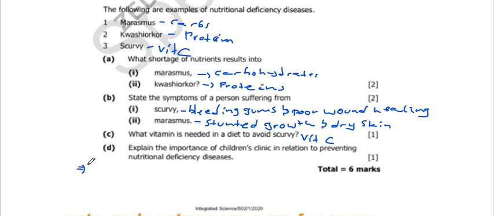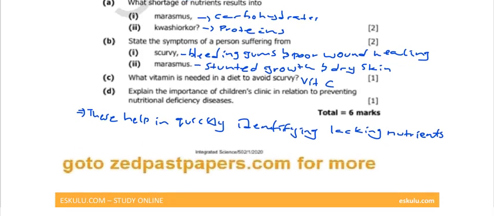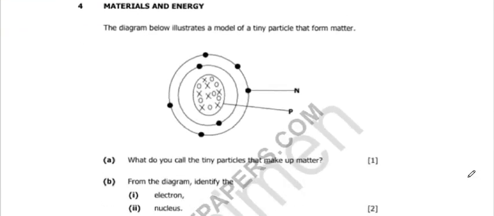So because of children's clinic, these help in quickly identifying lacking nutrients. So if they are able to identify that this child is lacking this nutrient as soon as possible, you'd be able to prevent some diseases. But if you're not taking a child to the clinic, you as a parent might not be able to quickly identify what nutrients are lacking, and therefore you'd have a child that is suffering from deficiency diseases. And that's it about question number three. We can go on to question number four.